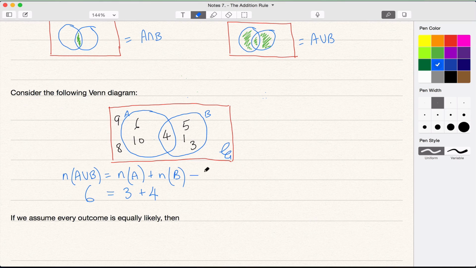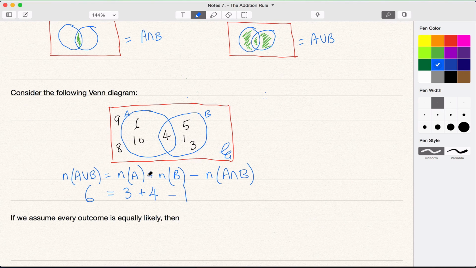So we need to take away the number in A intersect B. There's 1 in the intersection, which is this bit here in the middle. 3 plus 4 is 7, take away 1 and we get our 6. So this is the rule you need to use. If you're trying to find the number in A union B, it needs to be the number in A plus the number in B minus the number in A intersect B.